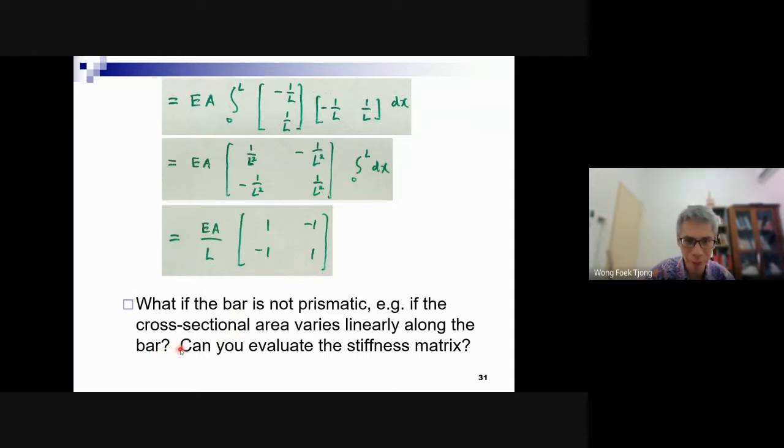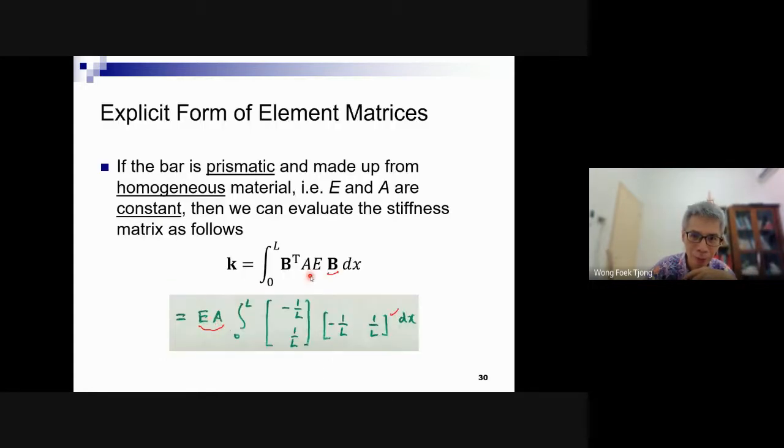Okay, can you evaluate the stiffness matrix? Sure can, but of course not using equilibrium anymore. We use this formula, right? What's the change here? This becomes not constant, right? Also another case: here we assume that the material is homogeneous. It means that E is constant throughout the bar.